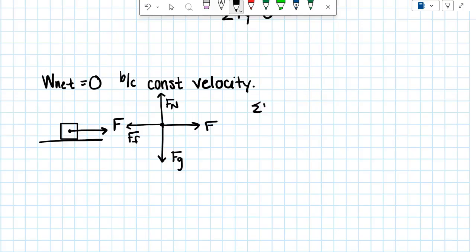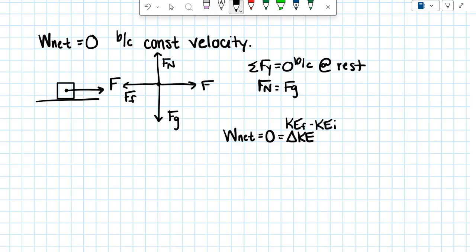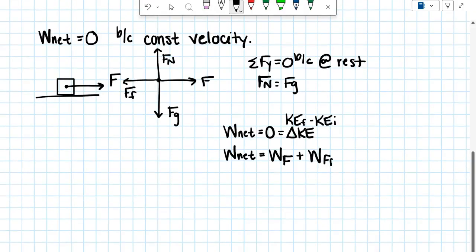So here we know the net force in the y direction is 0 because we are at rest, right? Vertically. And therefore the normal force and the force of gravity are equal. So let's think about the x direction. Now we know the net work is 0 because we are at a constant velocity, which means the change in kinetic energy is 0, right? My KE final minus my KE initial would be 0 because my initial and final speed would be the same. So my net work in a situation like this would be equal to the work done by the applied force plus any work done by the force of friction. And that would need to equal 0.